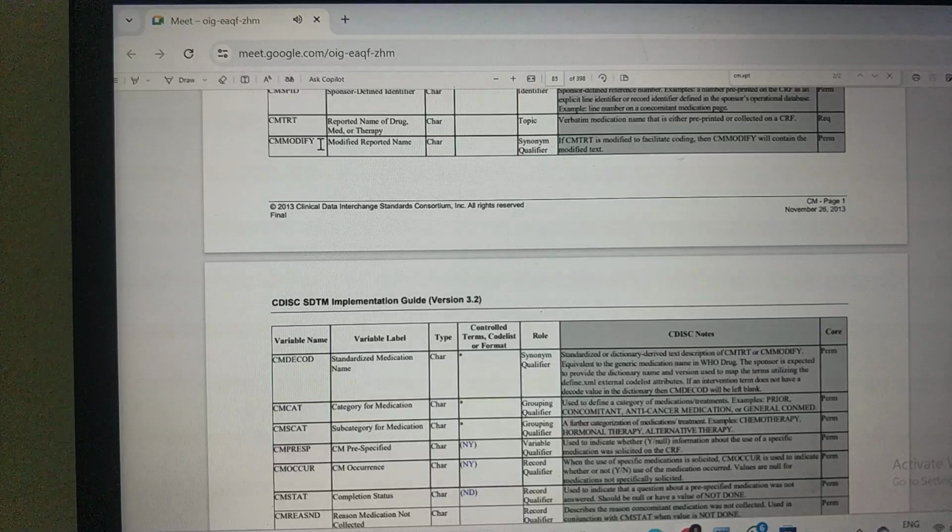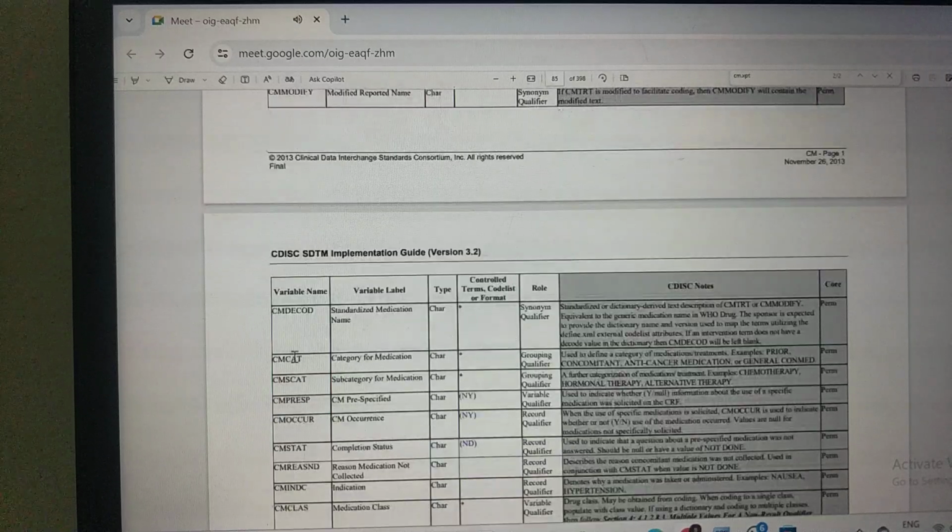They are going to map in your raw data set. We need to map from the raw data set to SDTM. It's a one-to-one mapping. Okay, so the category, CMCAT and CMSCAT. This is a medication category. For example, you can say anti-cancer medication, general med, or prior medication, this is the category. Subcategory, if you want to categorize further, then chemotherapy, hormonal therapy, alternative therapy, these are some examples for the category and subcategory.